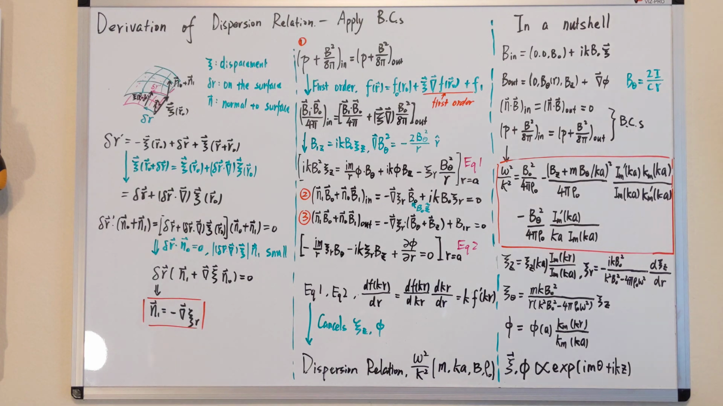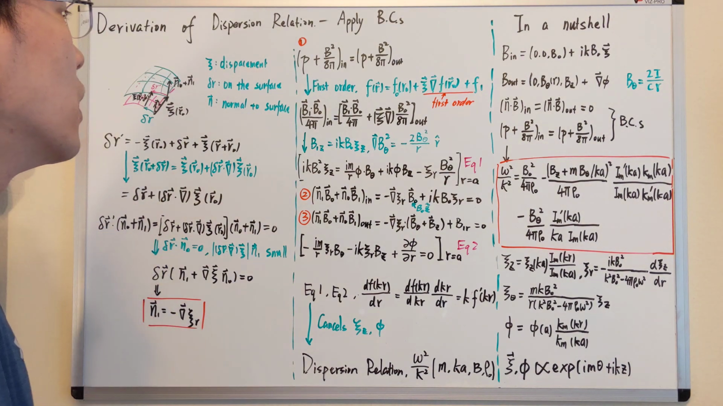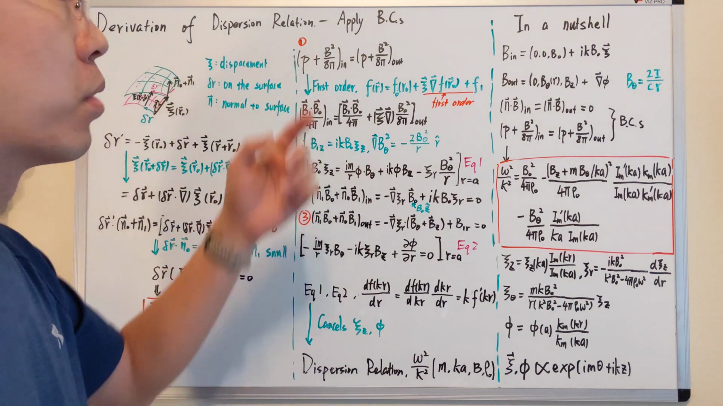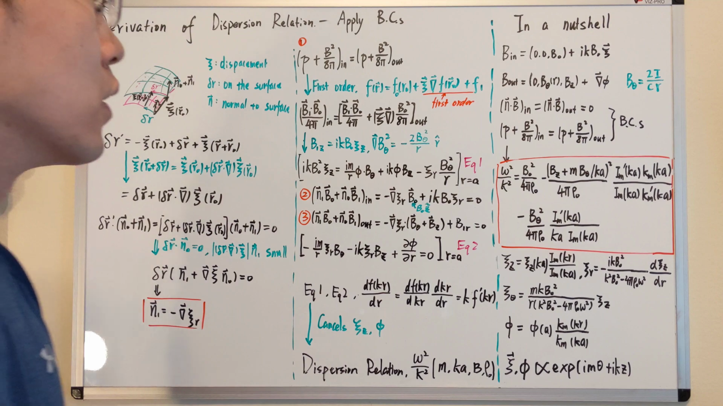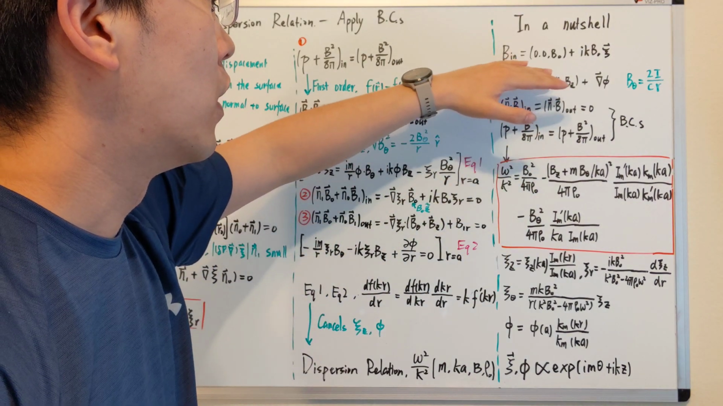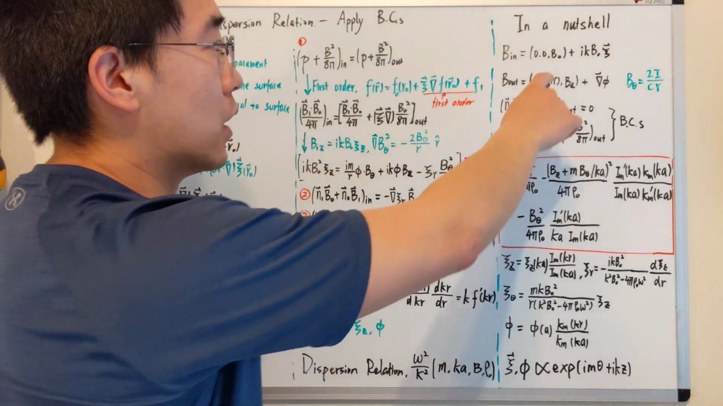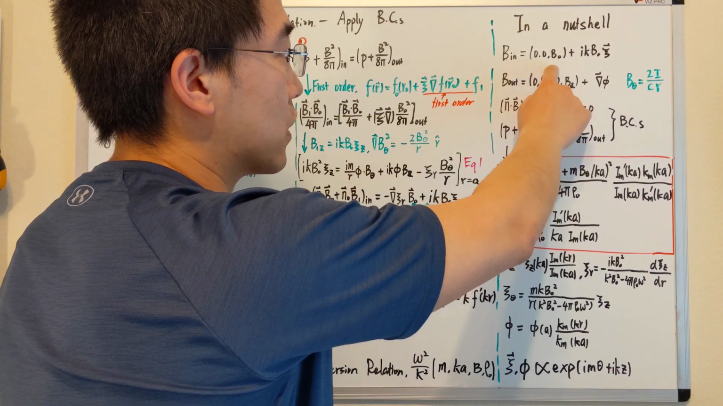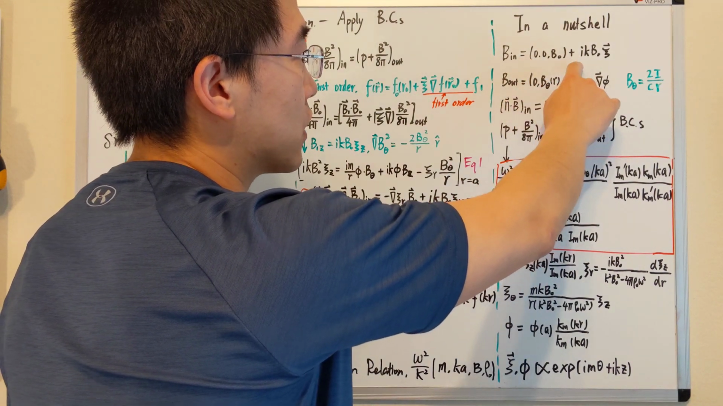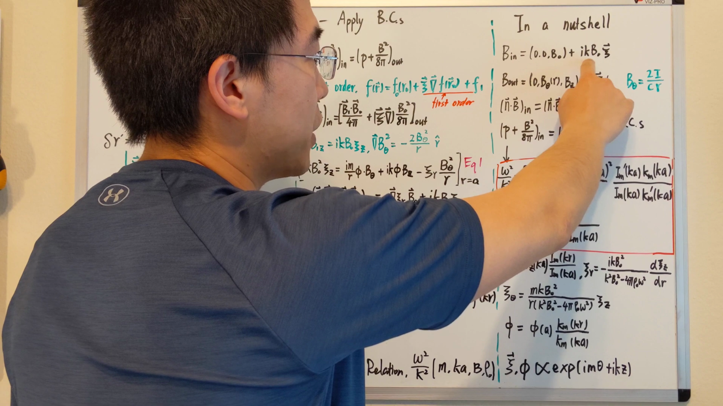Okay, let me give you a derivation of the dispersion relations. That's the second part, basically applying the boundary condition. So in a nutshell, we have the magnetic field inside, with this being the zeroth order. This is the perturbed term B1.